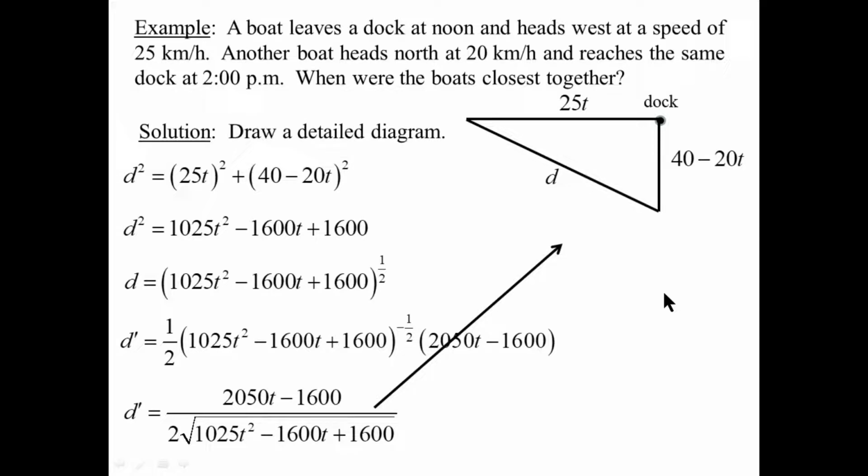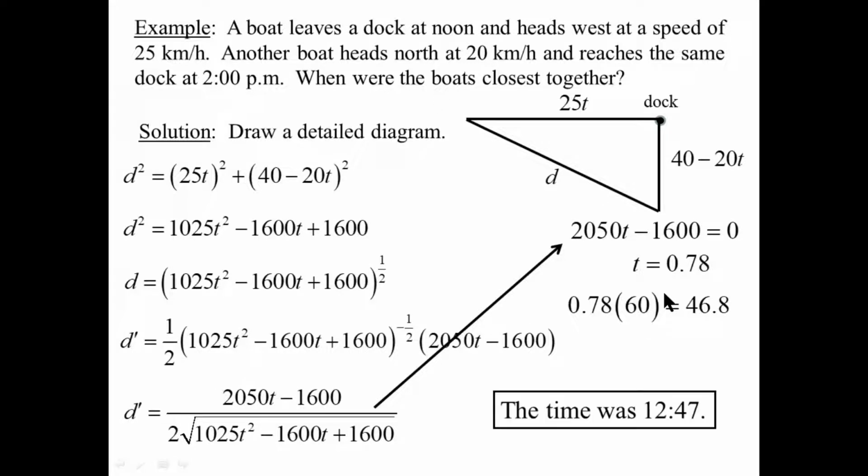Now, if we're going to set this derivative equal to 0, we just need to set the numerator equal to 0. Solving for t, the time would be 0.78 hours. Times 60 minutes is 46.8 minutes, and the time that they were closest together was 12:47. Hardest part of the question: drawing the diagram.